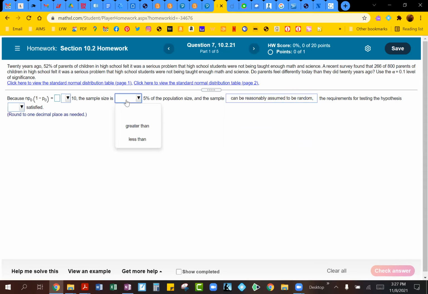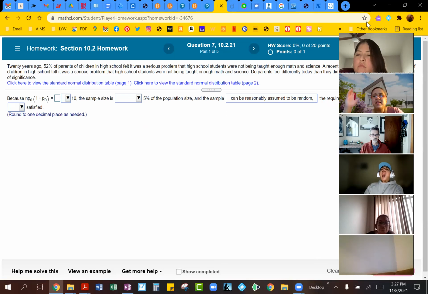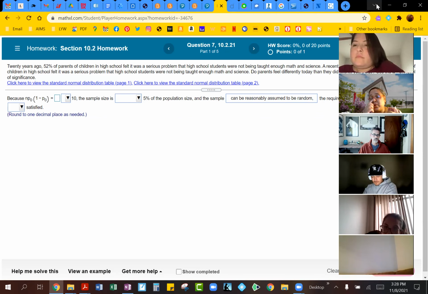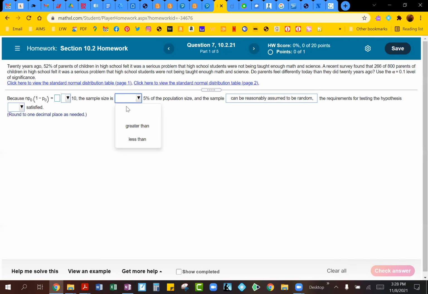If you think about it, we're talking about 800 parents of high school students. And if you think about the population, 800 has to be less than 5% of the population, because if 800 is more than 5%, that means your population size is not that small. So, reasonably, we can assume that the sample size is less than 5% of the population size. Now, this one here, they do want you to calculate.